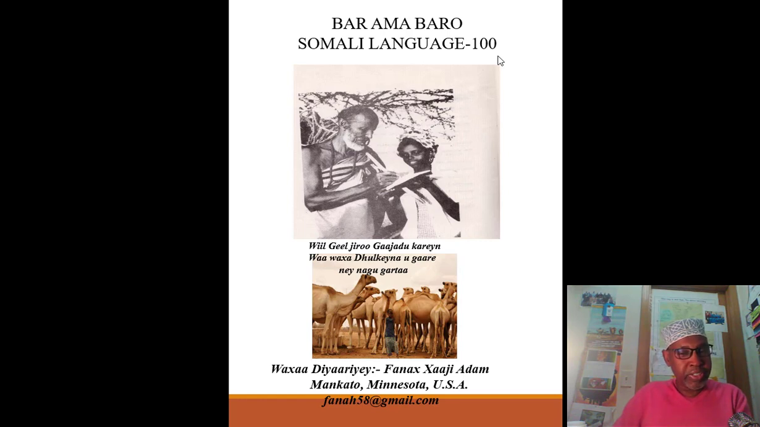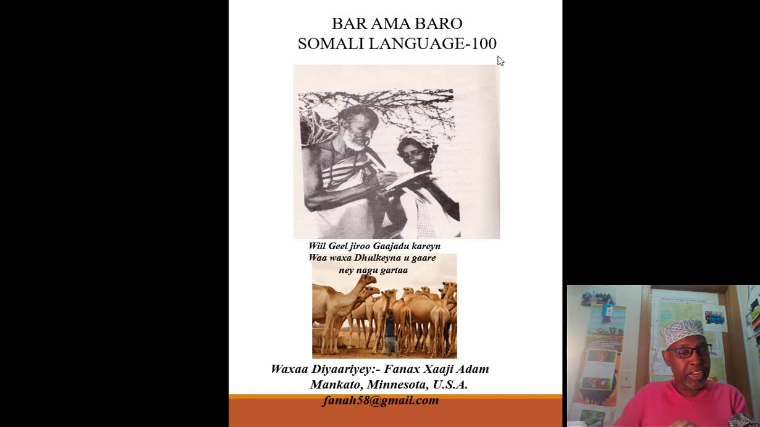So this book, when I was preparing it, I made it very simple and very reliable for everyone who's going to learn Somali language, whether they are Somali native speakers. When I'm talking about learning, I'm not talking about speaking. Learning a language is not speaking. Learning a language is understanding the rules and regulations of the language, the grammar, the construction of the language. That's called learning language.